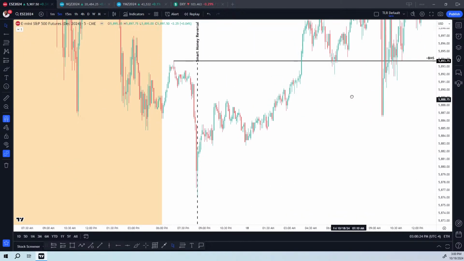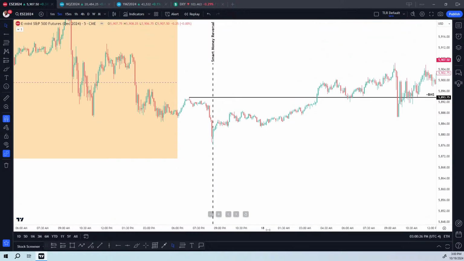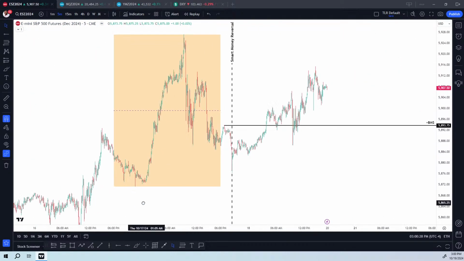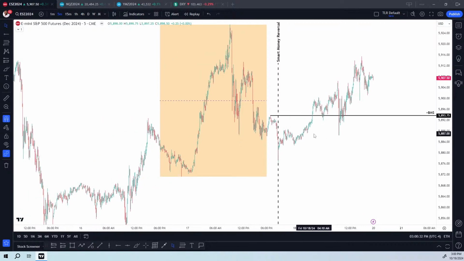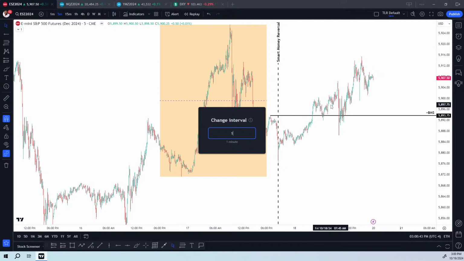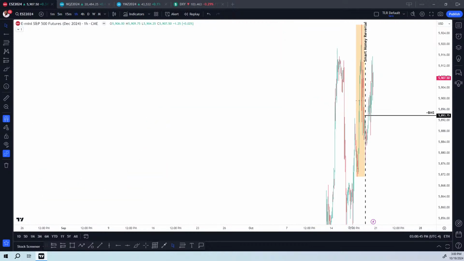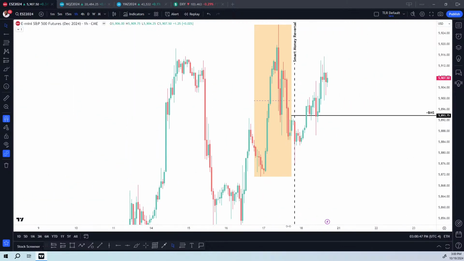Right, so now based off of yesterday's time, this is our entry time frame, because we're looking at it from daily to 1 hour to 5 minutes. Daily, 1 hour, 5 minute. Let's just go to the 1 hour time frame.